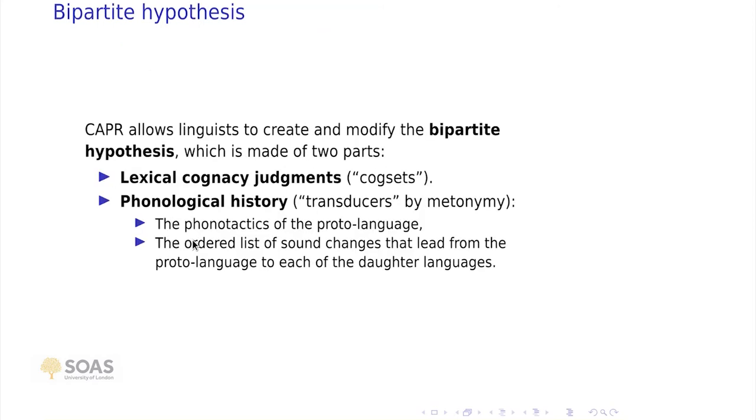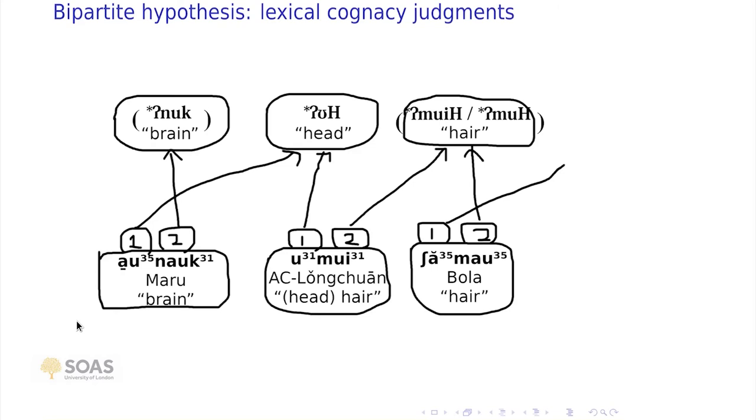So the actual document the CAPR workflow allows us to work on is what I call the bipartite hypothesis, which is made of two parts. You have the cognate sets and you have the phonological history. The cognate sets are the cognate sets: a word in the general case, or a syllable in this monosyllabic case, belongs to a cognate set. Nothing fancy here.